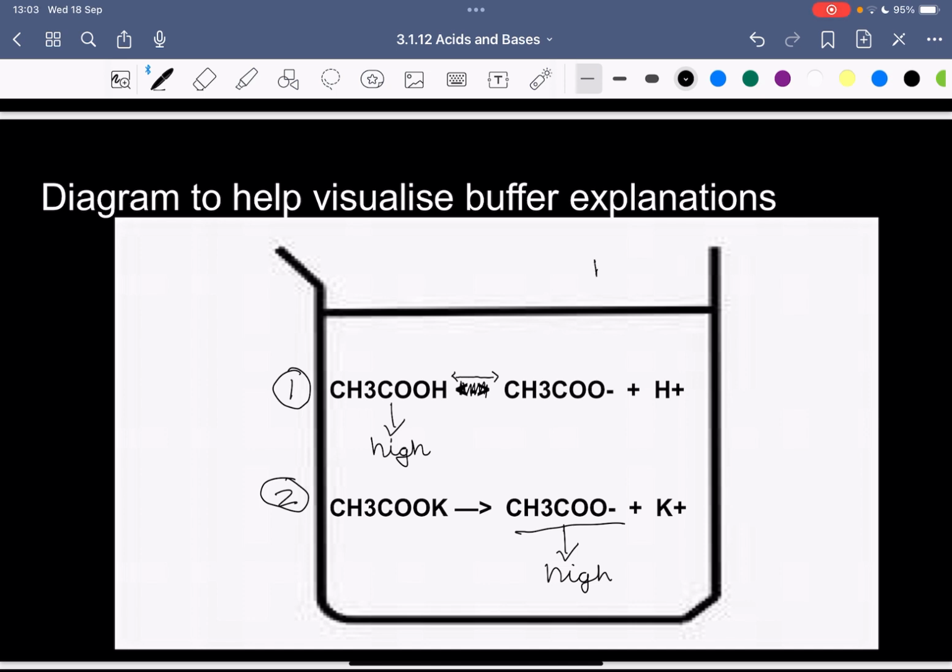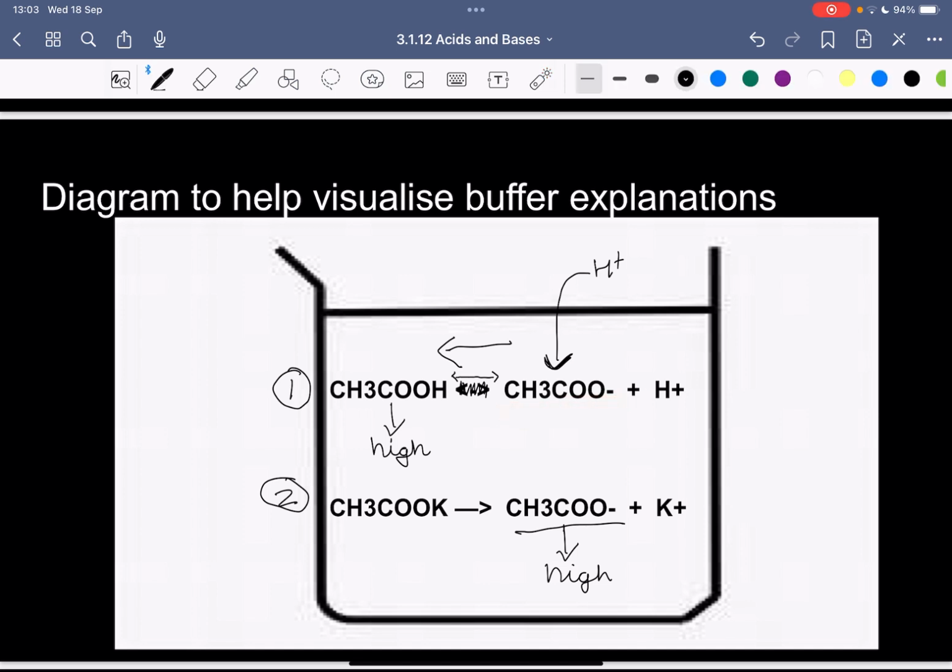Therefore, we have high amounts of ethanoic acid particles floating about, and we have high amounts of ethanoate ions floating about. Okay, so when we add H+ ions, these ions react with the ethanoate ions, and then the equilibrium shifts to the left. However, we already have large amounts of ethanoic acid, so even though the equilibrium is shifting to the left, the concentration of ethanoic acid doesn't change by that much. And even though ethanoate ions are getting used up in this reaction, we said we have high amounts of ethanoate ions because of reaction number 2. Therefore, the concentration of ethanoate ions barely changes.